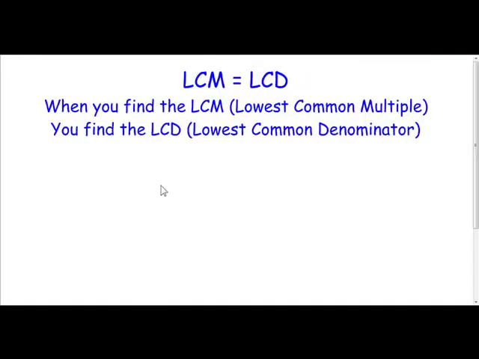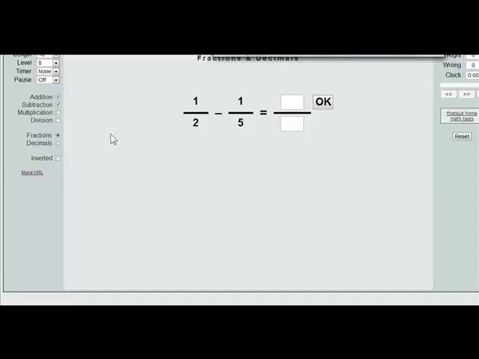One way to find a common denominator, and we want to find the lowest common denominator. The lowest common denominator is what we're looking for. We could find all kinds of them, but the lowest one is always easiest. So whenever you find the LCM, or the lowest common multiple, you have found the lowest common denominator. And if you remember our lesson from yesterday, that's what we were looking for. So let's take a look at adding and subtracting.